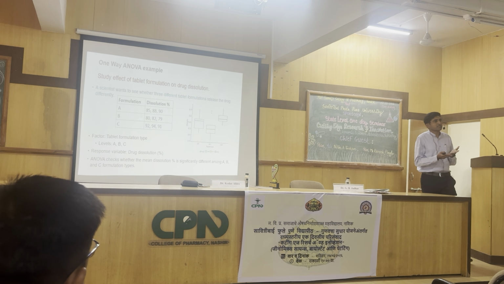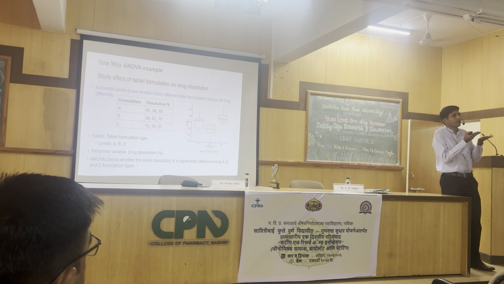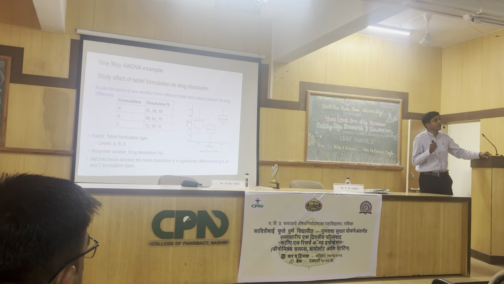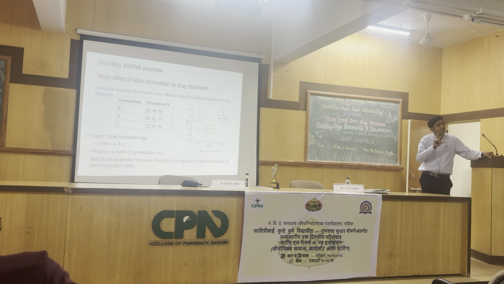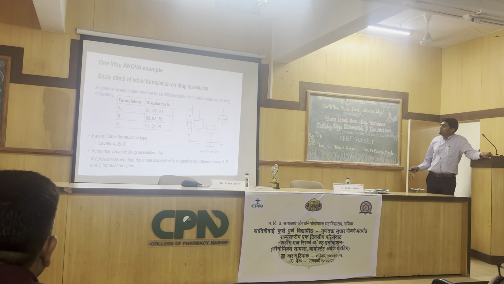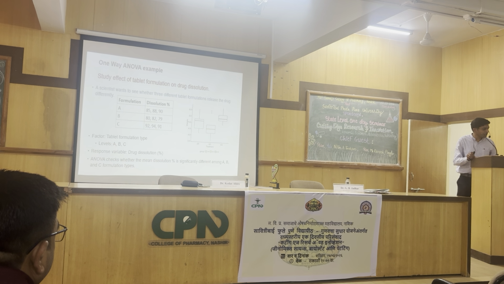Differences don't mean that one is higher and one is lower. It should be statistically significant, that is, the p-value should be less than 0.05, if that is the alpha level or significance level we are using. Sometimes we use a significance level of 0.01. Then the p-value should be less than 0.01. So ANOVA checks whether the mean dissolution percentage is significantly different among A, B and C formulation types. That is a very simple and straightforward statistical technique.